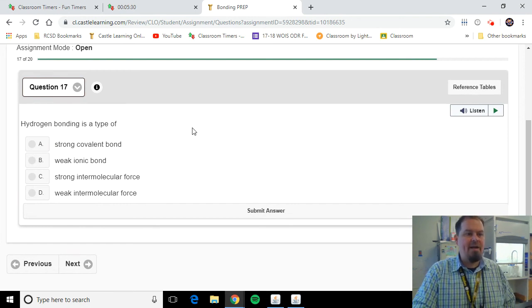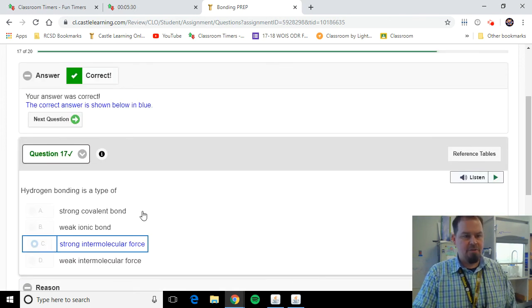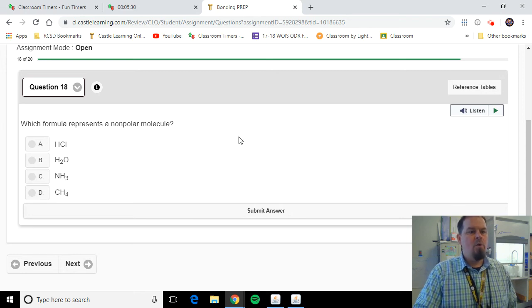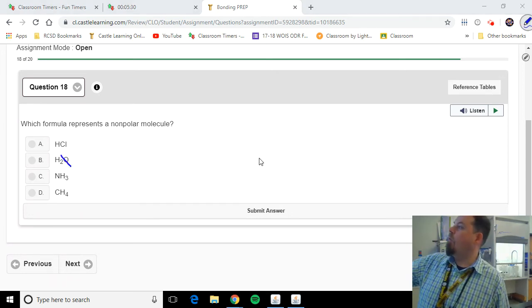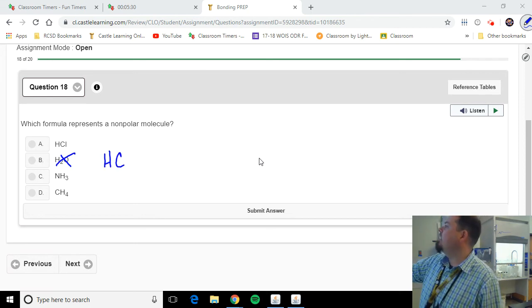Okay, hydrogen bonding, bell work from today. Hydrogen bonding is the strongest intermolecular force. Boom, definition question. Moving on. Strongest intermolecular force. Which one represents a non-polar molecule? Well, I just drew these out. Water is definitely polar. Okay, so I'm not drawing that again.